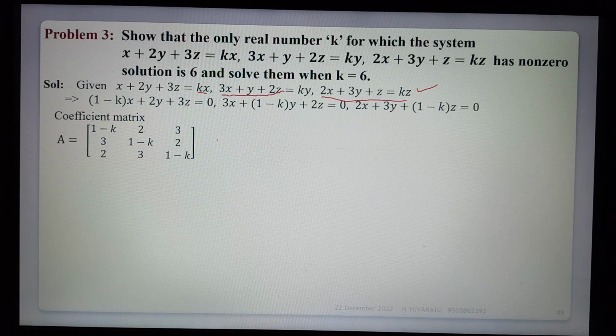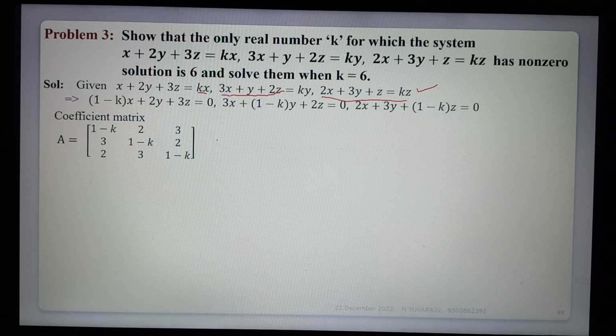So this is the coefficient matrix of the given system of equations. We know that the system has a non-zero solution. When do we say the system has a non-zero solution? The given matrix must be singular. If it is non-singular, what happens? A unique solution, the zero solution. But here we need a non-zero solution.